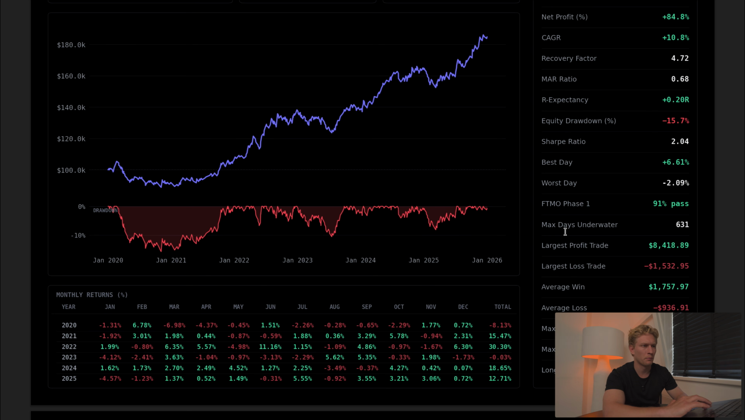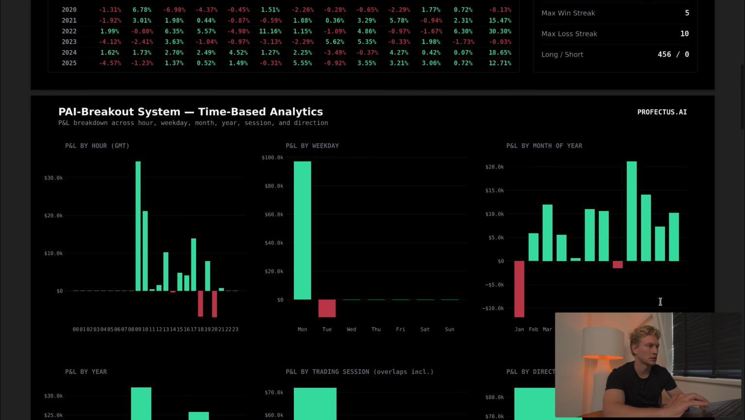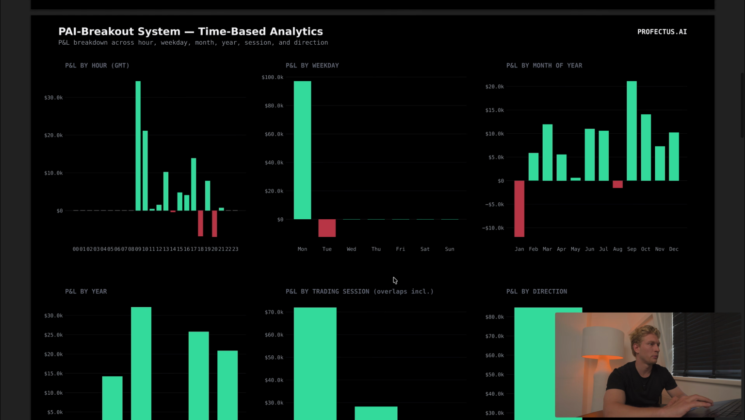We have max days underwater. This is how long you do not make money. With this strategy it's quite long, so not really interesting. And only long trades with this strategy, by the way, therefore long is 4, 5, 6. What do we have here? We have time-based analytics. You can see what you make per hour, per weekday. So this strategy is just Monday and Tuesday you trade.